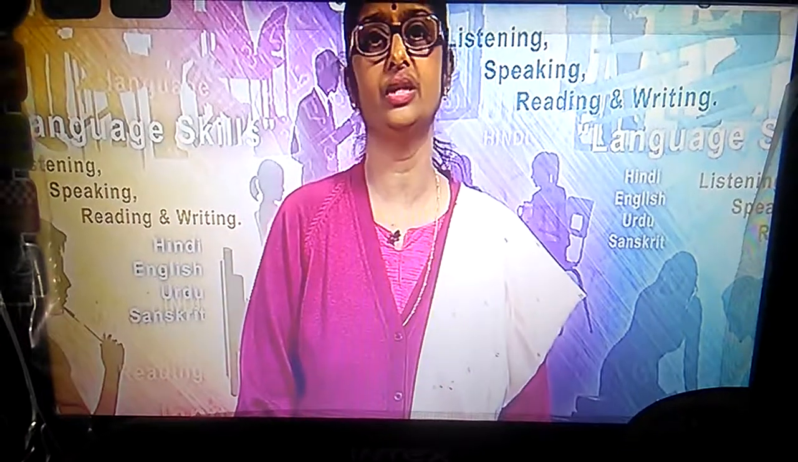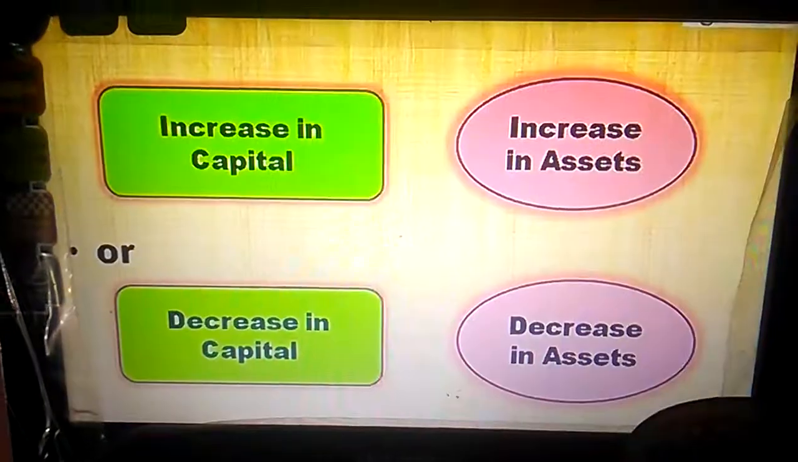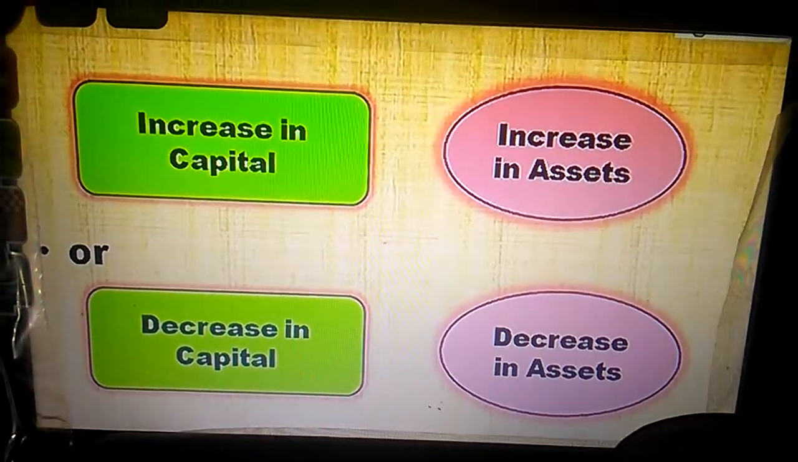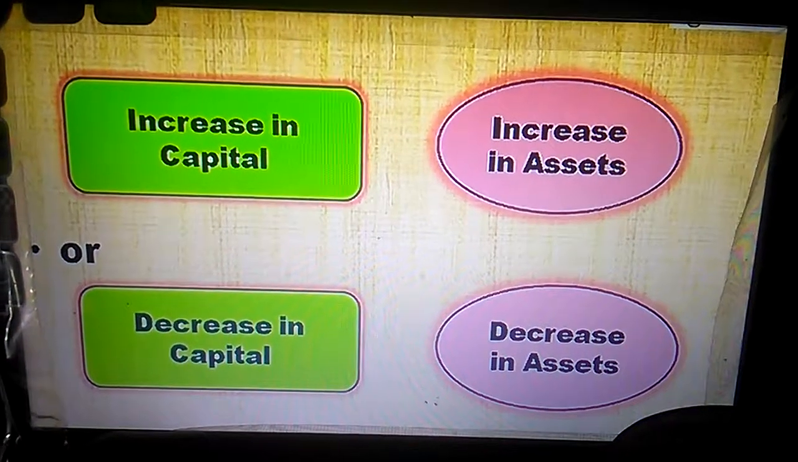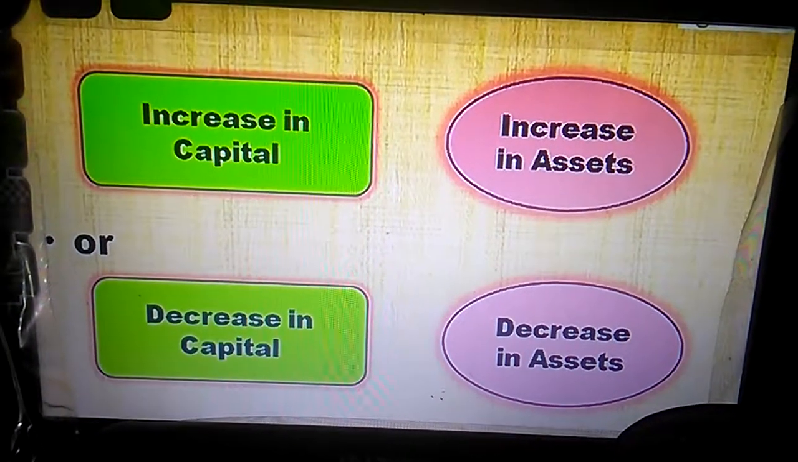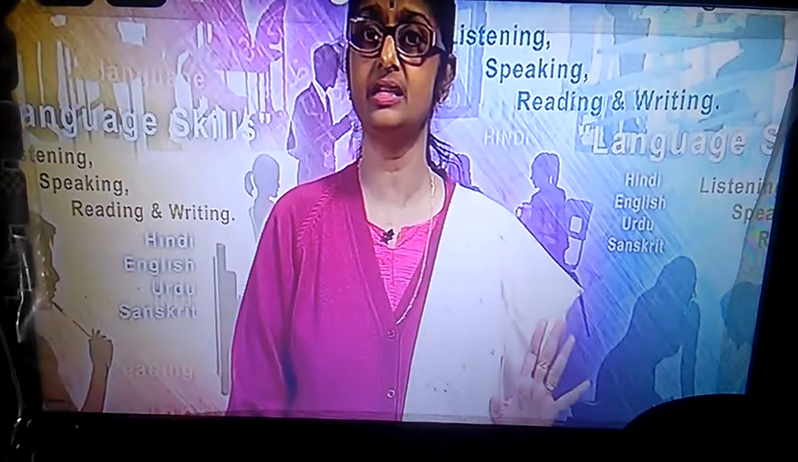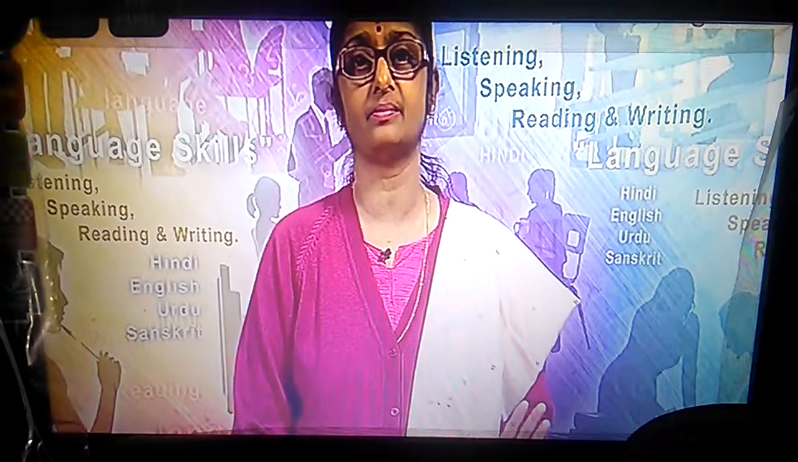In the accounting equation, in every transaction there will be either an increase in capital or an increase in assets, or a decrease in capital or a decrease in assets. It can appear in any of these 4 combinations. Either an increase in capital or a decrease in asset in a transaction, or an increase in asset or a decrease in capital, like that some combination will be there.